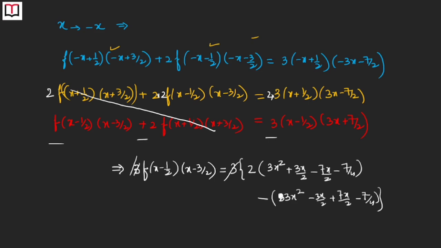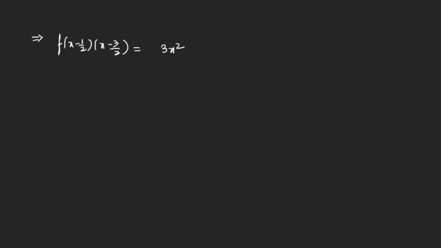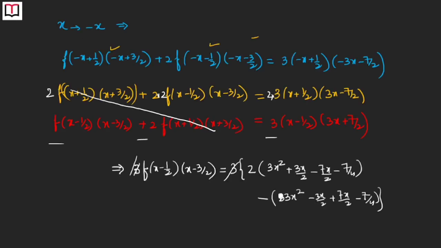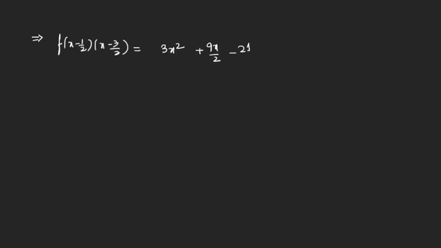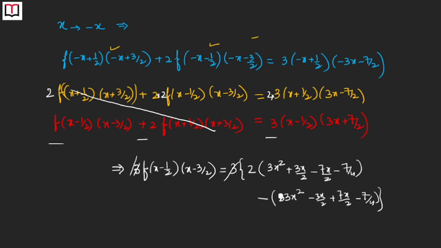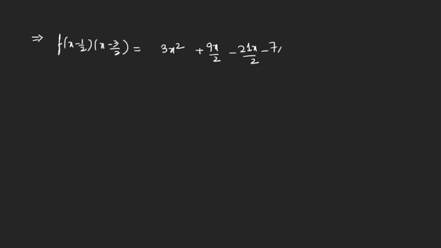6 minus 3 is 3x square. 3x is 3x and then plus 3x by 2 is 9x by 2. We can simplify, there are so many ways of simplifying. Minus 7x and minus 7x by 2 is minus 21x by 2. And then minus 7 by 2 plus 7 by 4 is minus 7 by 4. That's what we have in RHS. So just simplify it. It's 3x square minus 6x minus 7 by 4.